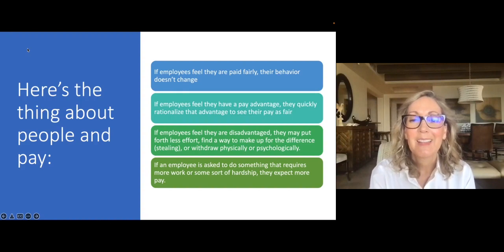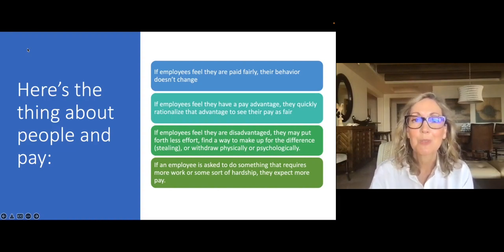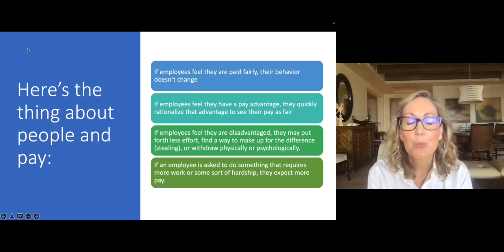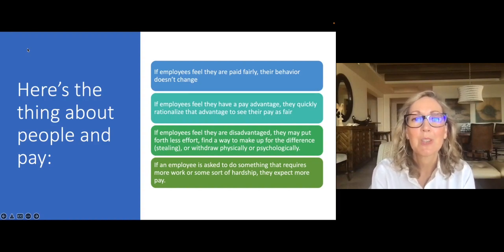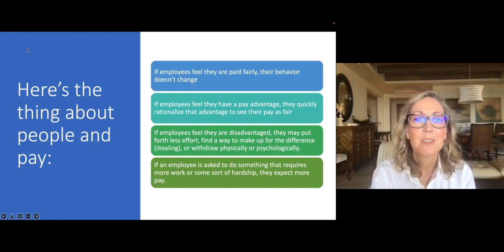And then there's that concept that we talked about in the last module, job withdrawal, which we want to avoid. You will see job withdrawal if people feel that they aren't being paid fairly. They will either physically not show up or psychologically kind of zone out, cyber slack, do some online shopping instead of their work, whatever.